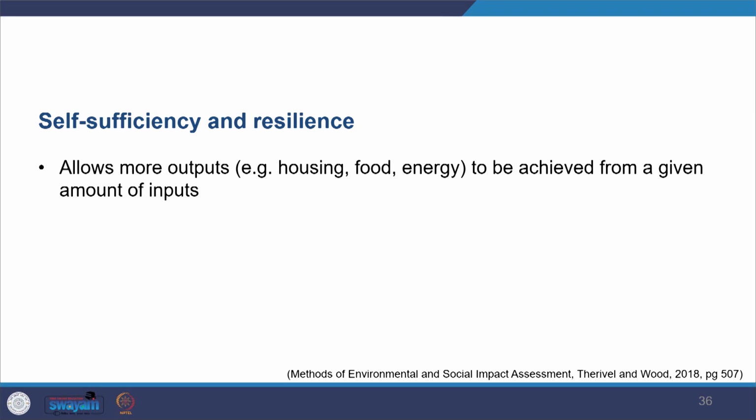Now, looking at self-sufficiency and resilience. What is that? When we look at self-sufficiency and resilience, the system allows more output to be achieved from a given amount of input. So whatever input has been given, you are trying to maximize the output from that particular input. Examples include LED light bulbs, which give many more lumens per watt than the traditional incandescent bulb. So it's about how efficiently you can use it, and process improvement. All those deal with self-sufficiency and resilience.